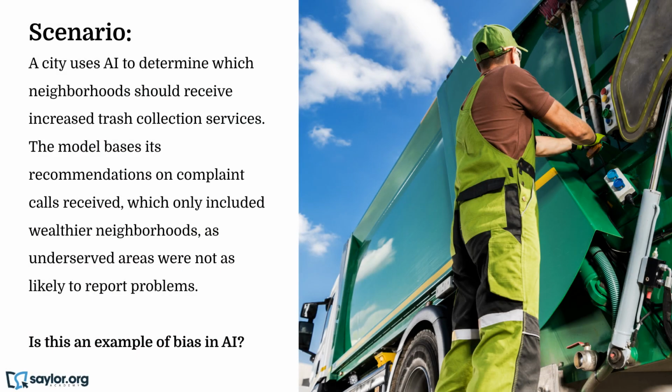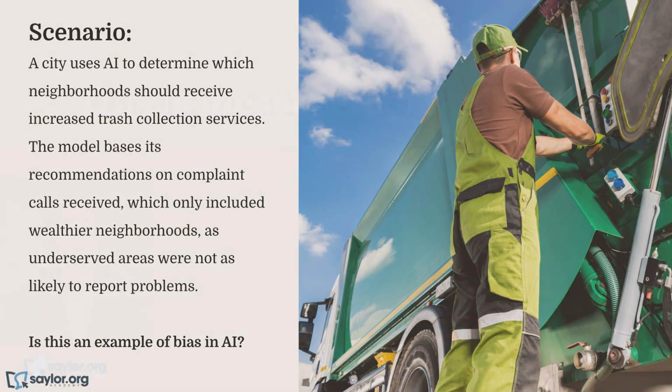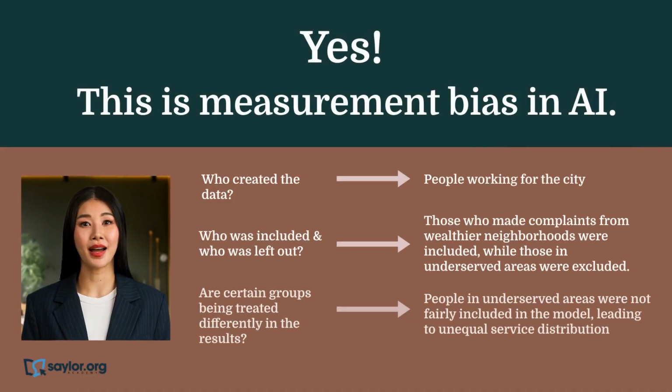Let's try a third scenario. A city uses AI to determine which neighborhoods should receive increased trash collection services. The model bases its recommendations on complaint calls received, which only included wealthier neighborhoods, as underserved areas were not as likely to report problems. Is this an example of bias in AI? Yes. There is AI bias in this scenario, specifically measurement bias. The bias occurs because the data collected for the AI model doesn't accurately measure need across all communities, leading to inaccurate and unequal service distribution.